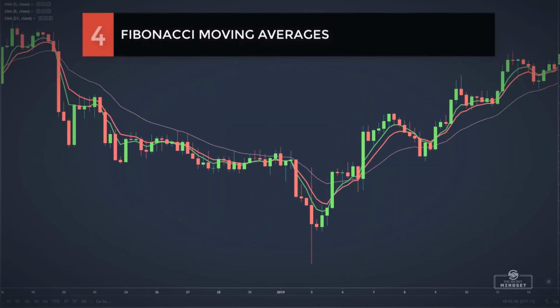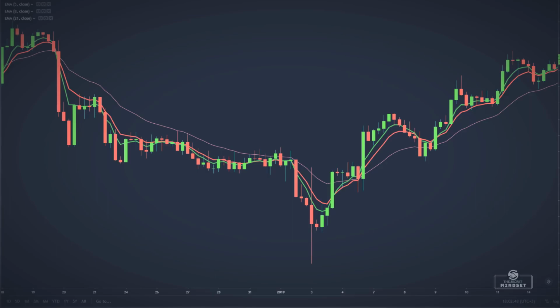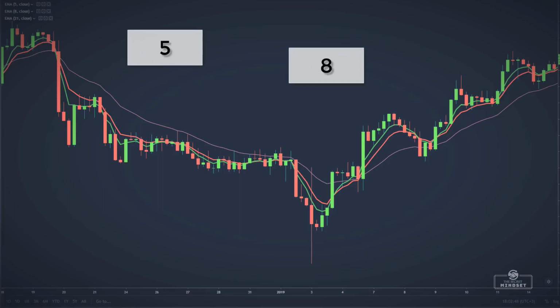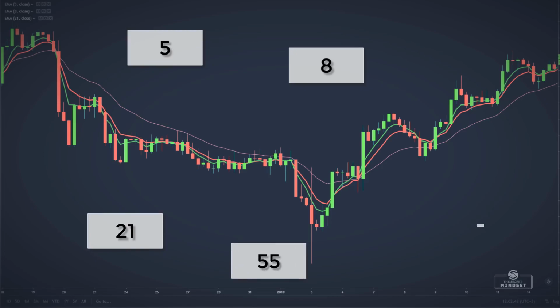Also, we have Fibonacci moving averages. Some traders often take their input values for the moving averages from the Fibonacci sequence. Most common Fibonacci-based moving averages are the 5 moving average, the 8 moving average, the 21, the 55, and so on.